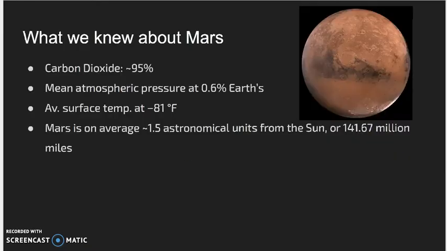So as you can see from the picture in the top right and just from learning about Mars in this class, Mars is a rocky planet just like Earth, but it's smaller and further away from the sun. Mars is primarily carbon dioxide, about 95% carbon dioxide. The mean atmospheric pressure is less than 1% of Earth's. The average surface temperature of Mars is -81 degrees Fahrenheit, and Mars is on average 1.5 astronomical units from the Sun.